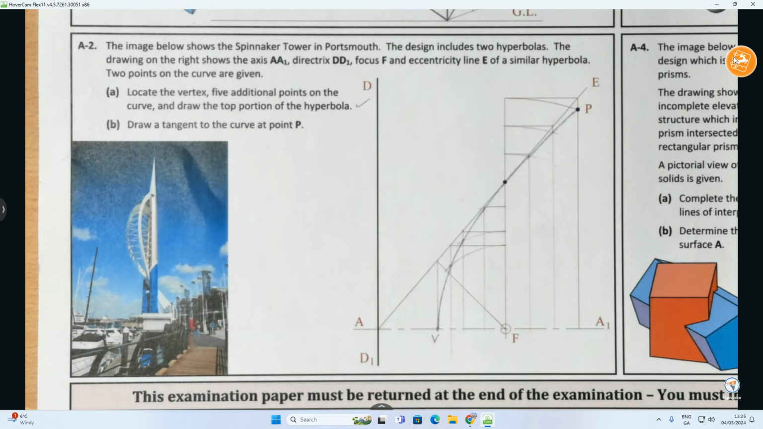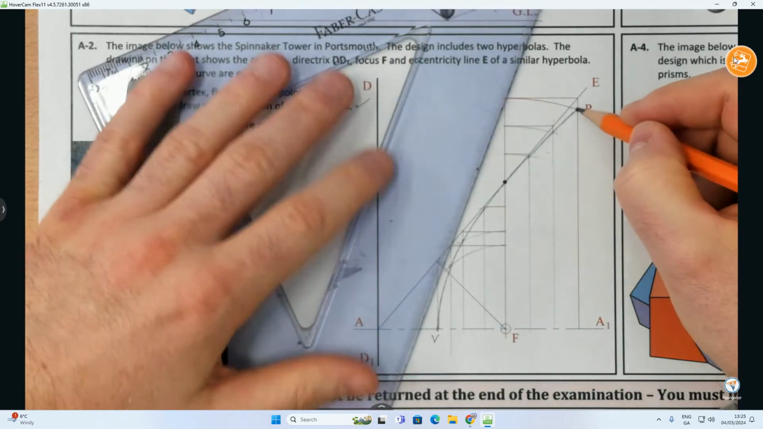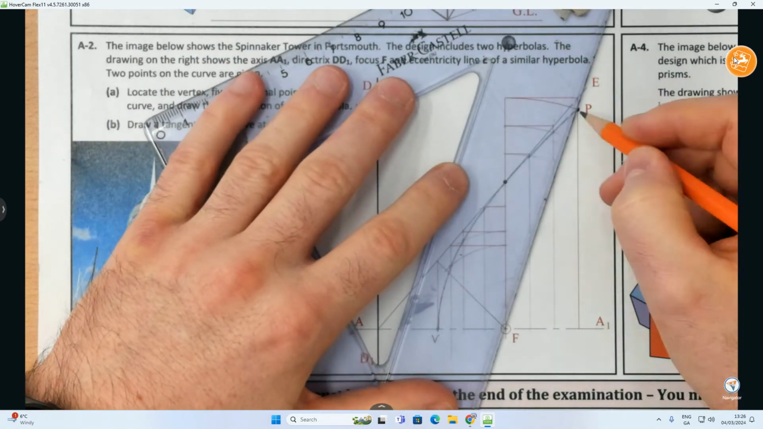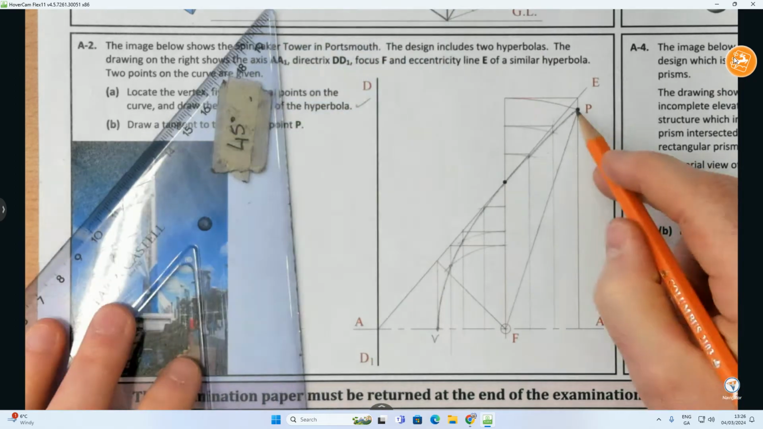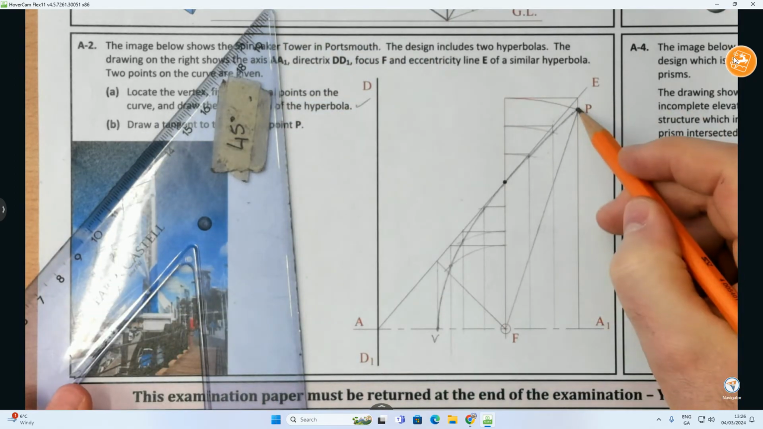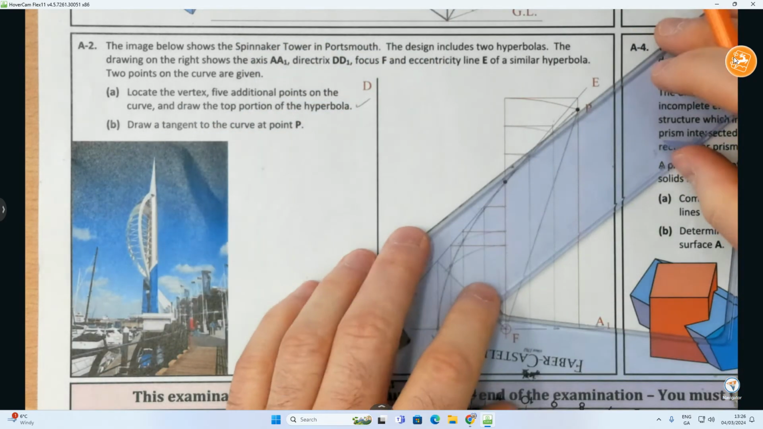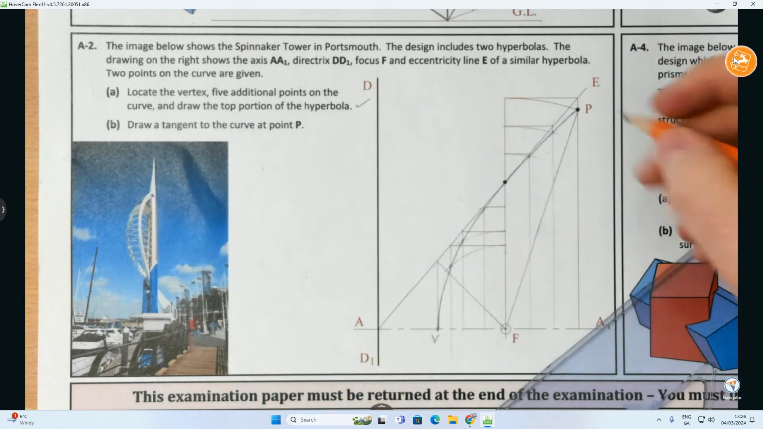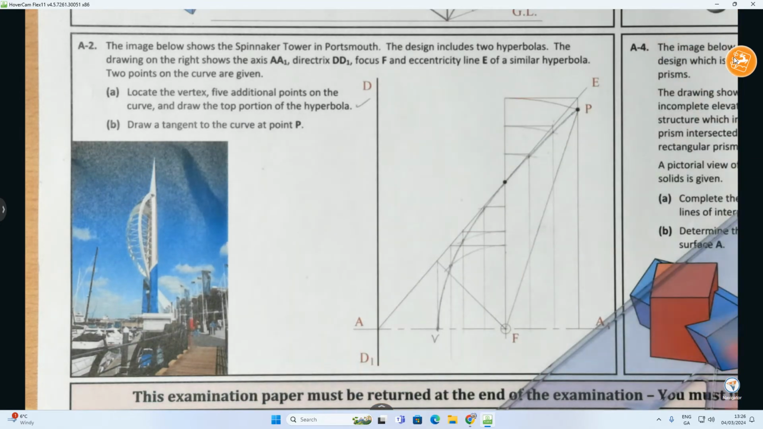Now, the easiest way to do this is, from P, you're going to connect it to the focus, okay? And I want the tangent to go through point P. Now, we know a tangent is a line that touches the curve at one point. They've technically given us the point. What we need to do now is find another point out somewhere on that tangent line to be able to draw it.